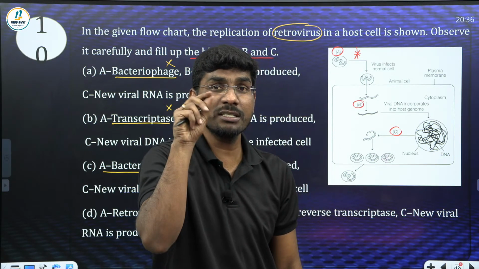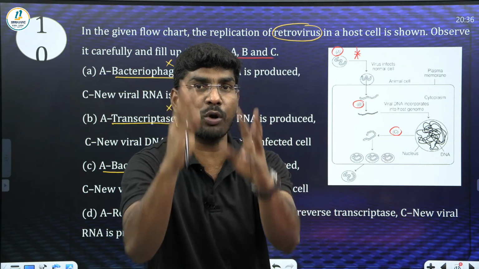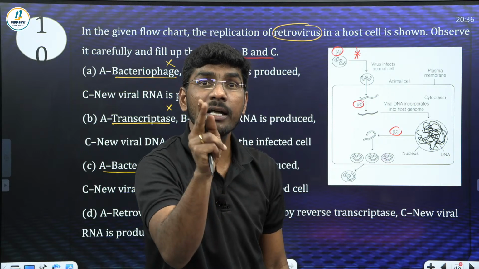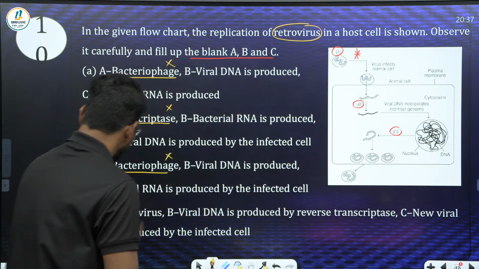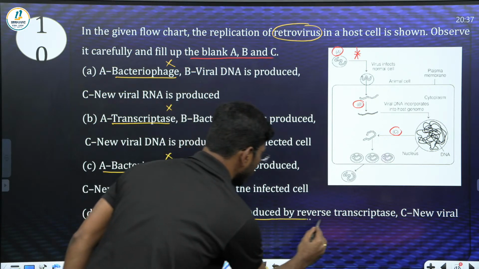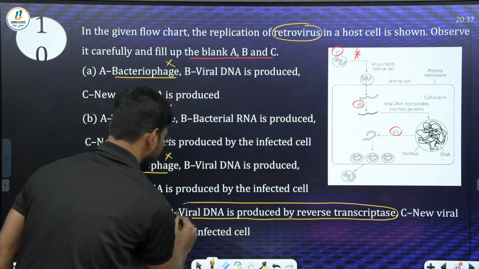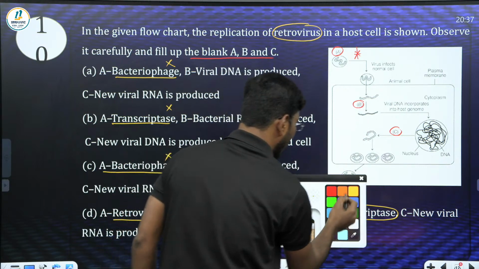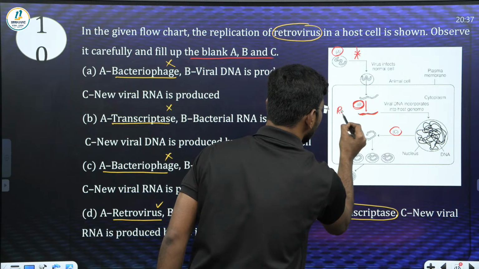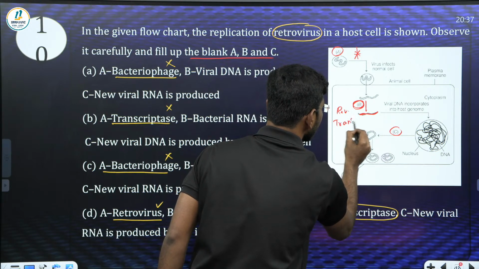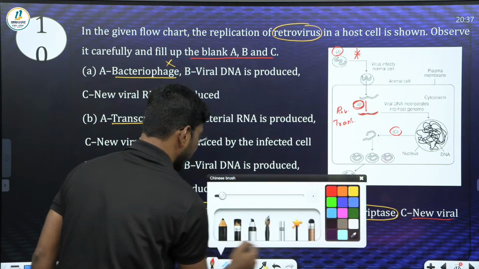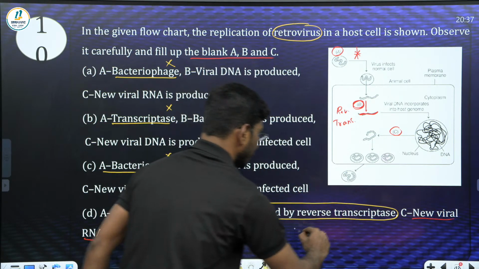So the host macrophages are attacked by the retrovirus. What kind of virus is called a retrovirus? The virus must have single stranded RNA and the reverse transcriptase enzyme. So I'm writing here A, retrovirus, yes. B, viral DNA produced by the reverse transcriptase. Look here, viral RNA converts into viral DNA. There is a process called, tell me, reverse transcription. Next is C. What is C? New viral RNA produced by the infected cells. So the answer is option D.